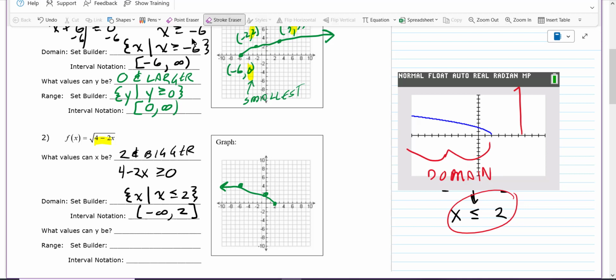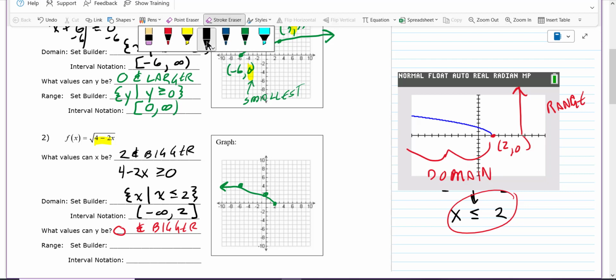What is the smallest value of Y on this problem? 0, right. This point right here has the lowest value of Y, so Y can be 0 and bigger. In words. Okay, so now if we go to set builder notation, we would say set of Y. Make sure when you do range that you have Y, then Y would be greater than or equal to 0. Now, you have to have greater than or equal to because the graph is showing you that Y can be 0. Okay, so you do that.